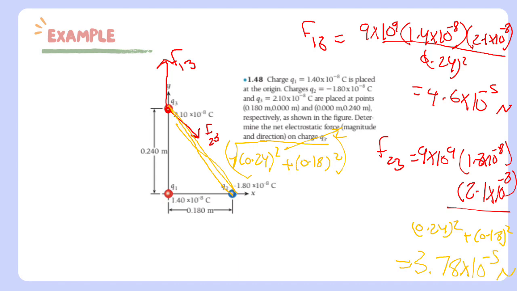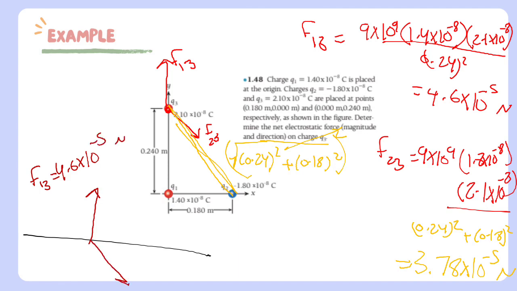So let's draw the diagram. We have a force in here which is F13, which is 4.6 times 10 to the power of negative 5 Newton. We have a force downward, which can be broken down into components. We can use this angle, but we need to first find the angle. I'm pretty sure this is a right triangle. And this force equals 3.78 times 10 to the power of negative 5 Newton.